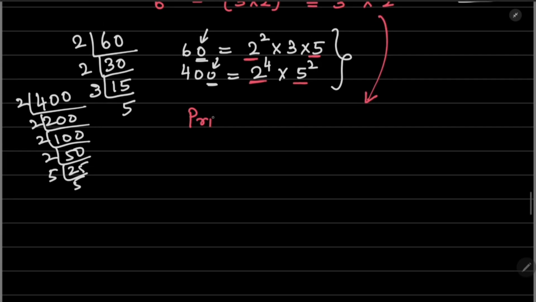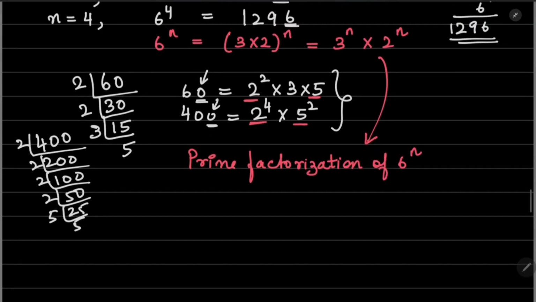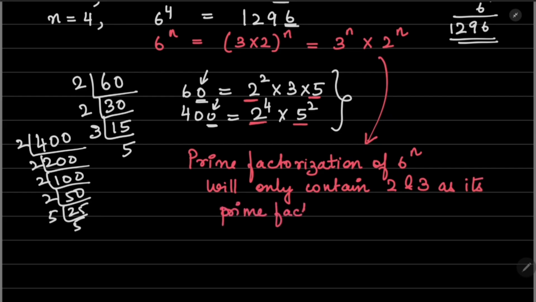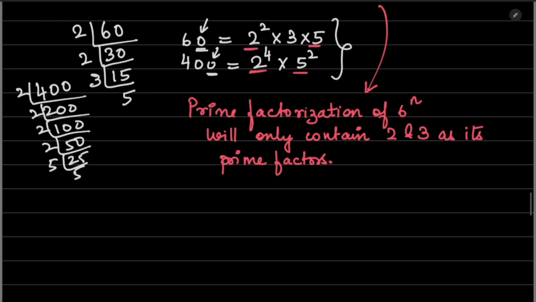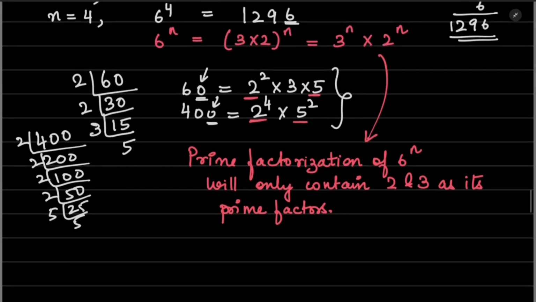The prime factorization. So this is how you have to present your answers. The prime factorization of 6 raised to the power n will only contain 2 and 3 as its prime factors. So for a number to end with 0, it should have 5 also, right? It should have 2 and 5.